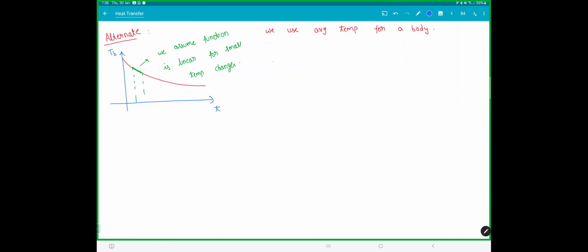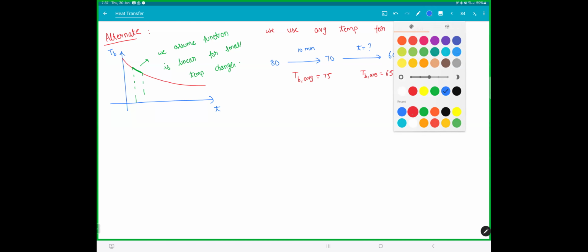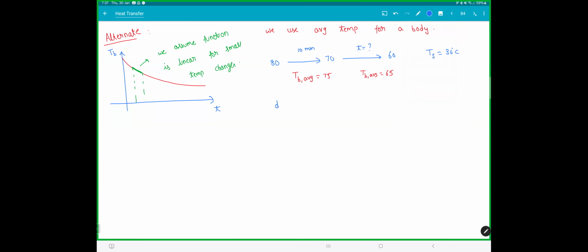Meaning, see, when you go from 80 to 70, it took you 10 minutes. You want to go from 70 to 60, you want the time. Temperature of the surrounding was 30 degrees. So what this method says: the problem here is that since the body temperature is changing, it has become a variable. So here you take T body average, 80 plus 70, 75. You take the average temperature 65. So you assume the body is losing heat at a constant rate. Assumption. So this is how the formula goes.